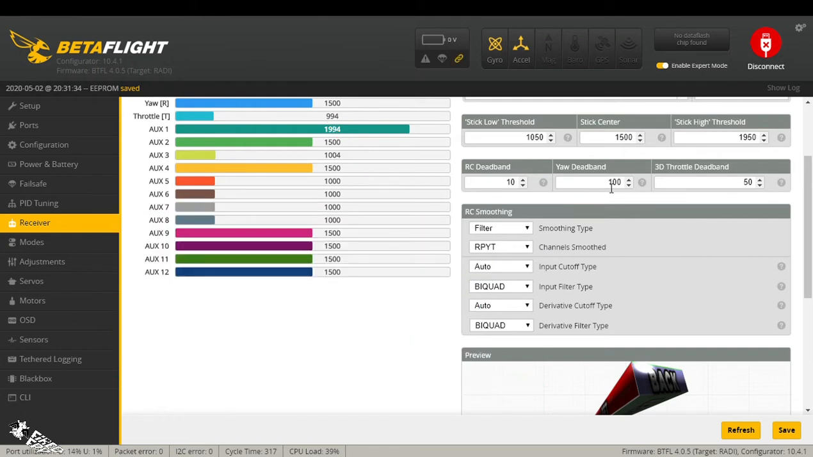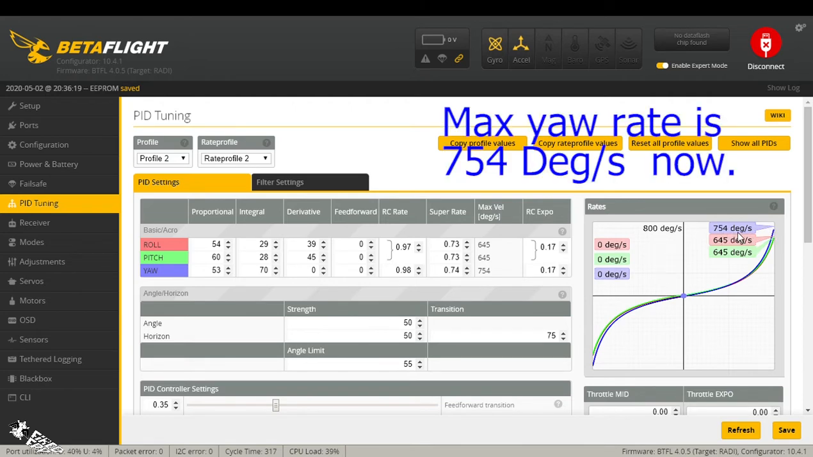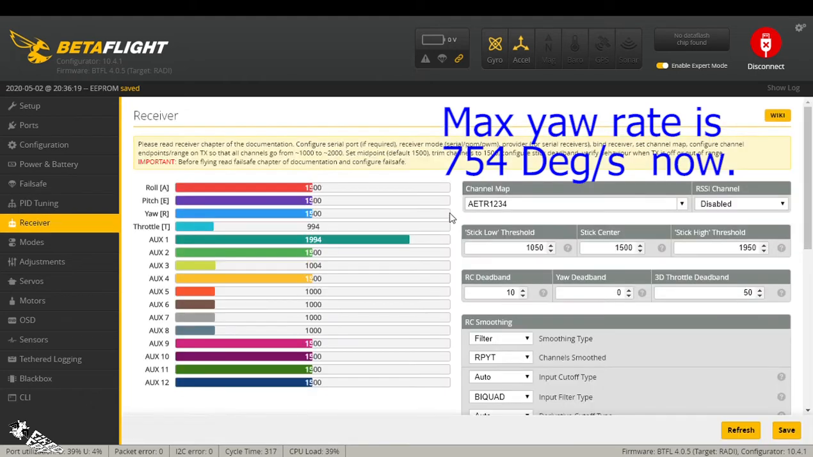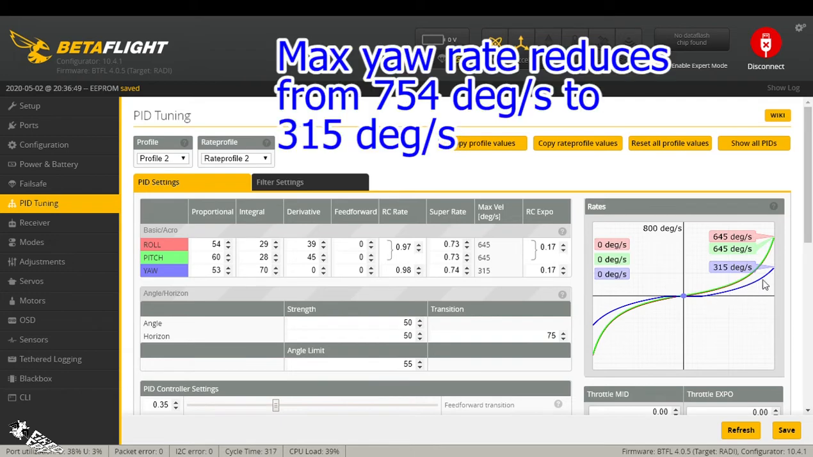But you're going to be surprised that it affects the rates curve too. But how? Let's remove the deadband first and see how our yaw rate is right now. The yaw rate is the blue line here, and the maximum rate is 754 degrees per second. Remember 754 degrees per second, and the curvature of the yaw rate right now. So we're going to change the deadband of the yaw. Let's say maximum deadband on yaw, 100. Save and return to the rates curve again. Now the yaw rate curve reduces its maximum from 754 to 315 degrees per second. That's a lot.